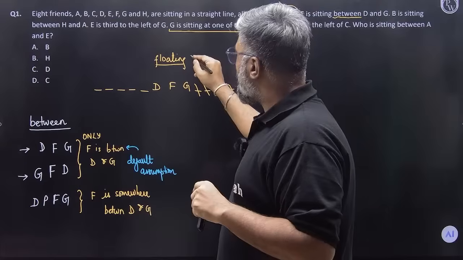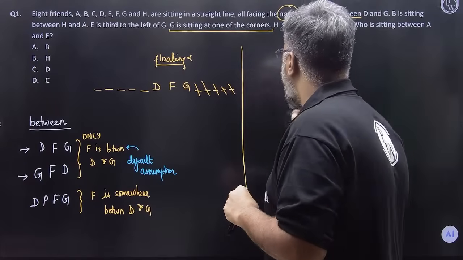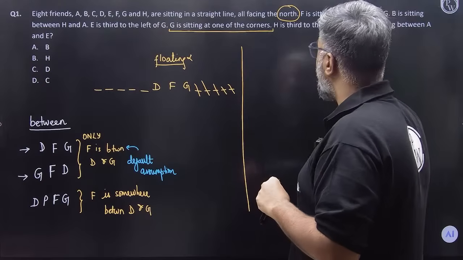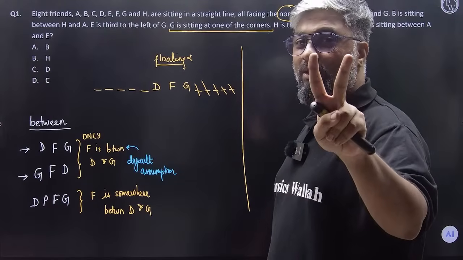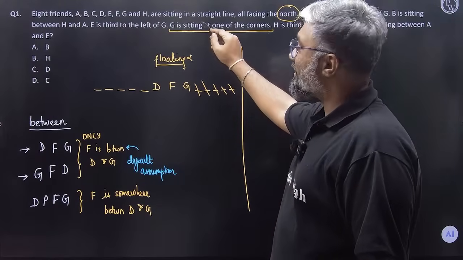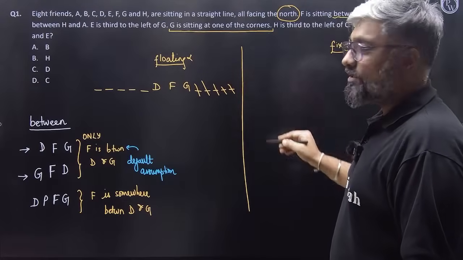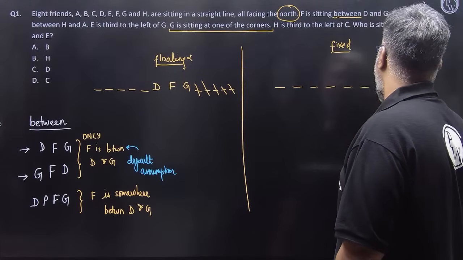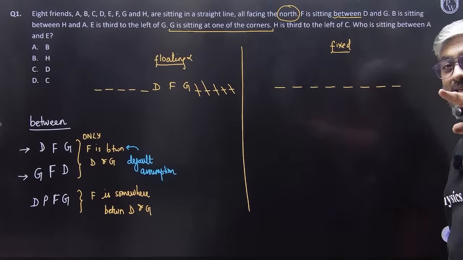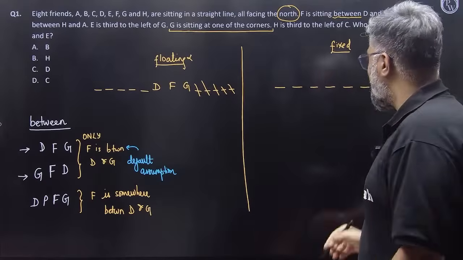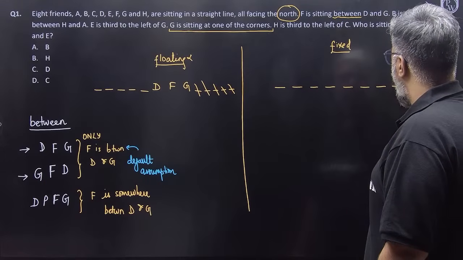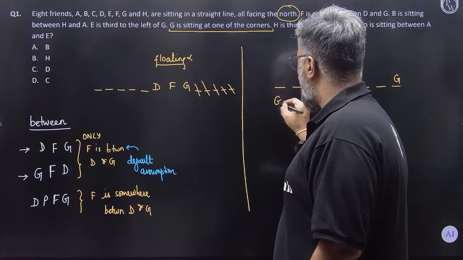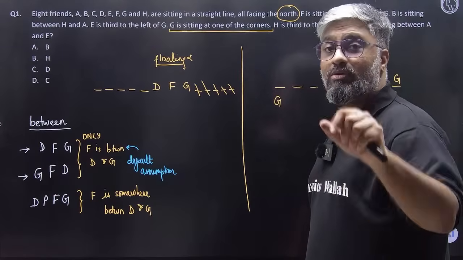Rather, we go for something called the fixed arrangement, because here we have a condition that's going to give us 2 cases alone. Which one? This condition. G is sitting at one of the corners. So I know that there are 1, 2, 3, 4, 5, 6, 7, 8 seats. Out of 8 seats, G should be in one of the places. Either G can be in this corner, case 1. Case 2, G could be this corner as well. Now think about this.